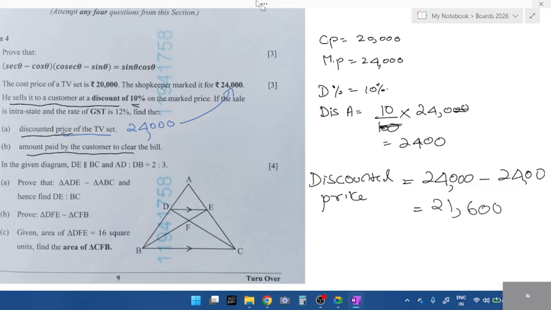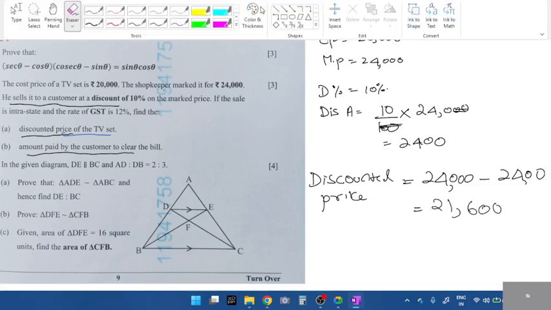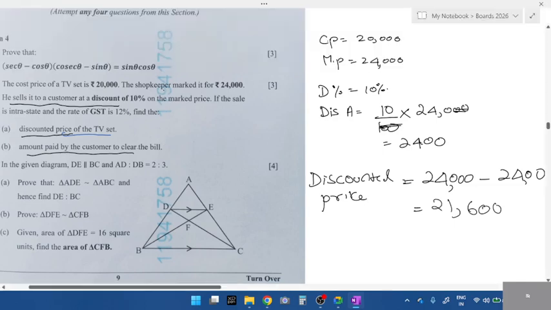Total amount. See, this is how they give words. This is how they change the language. Amount paid by the customer to clear the bill. Instead of asking what is the total amount, they have given a phrase like this: amount paid by the customer to clear the bill. So if you want to purchase the TV, you have to definitely pay the GST amount.